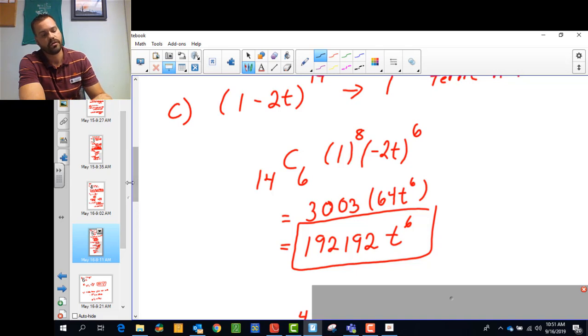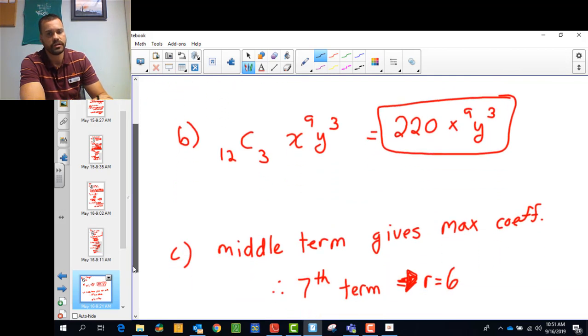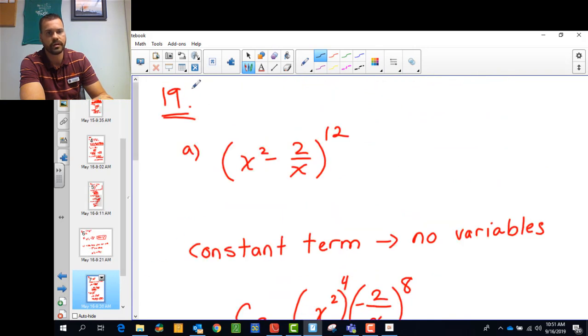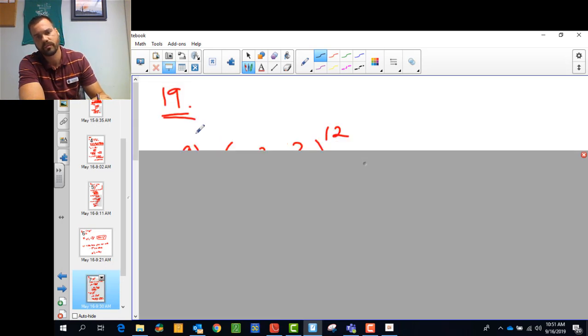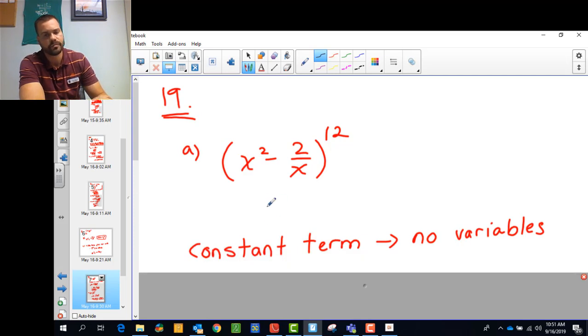So in a binomial expansion, the first type of question is the question like we did in the last video, which is find all of the terms. Just expand this. The second type of question is something like that, where it says find a particular term. And then the last type of question you're going to see is, and I think I have an example of it here, there we go, a question that looks like this, where it says find the constant term. So instead of finding a particular term, it says find the constant term. And the constant term means no variables.